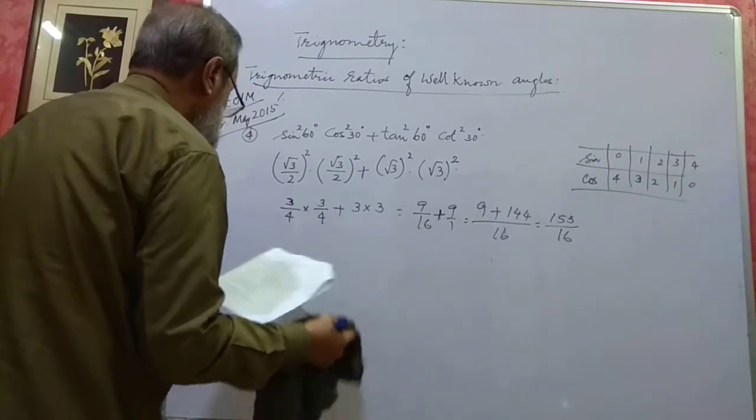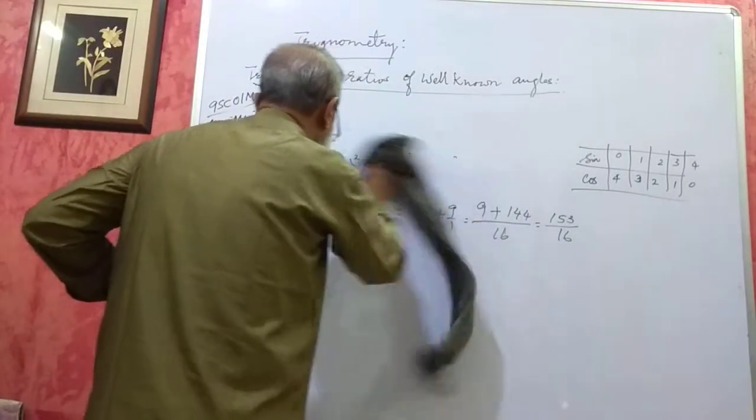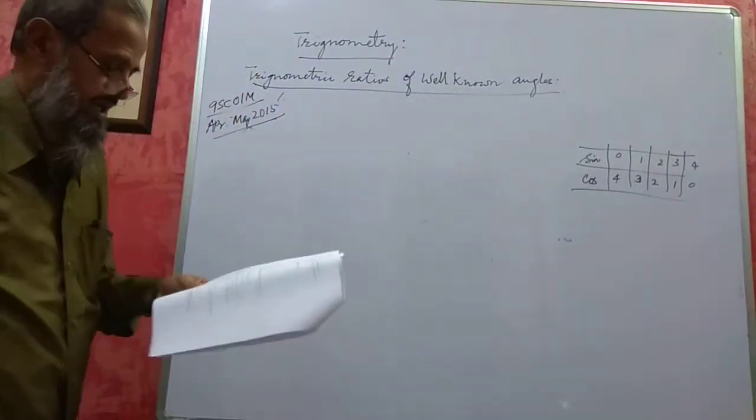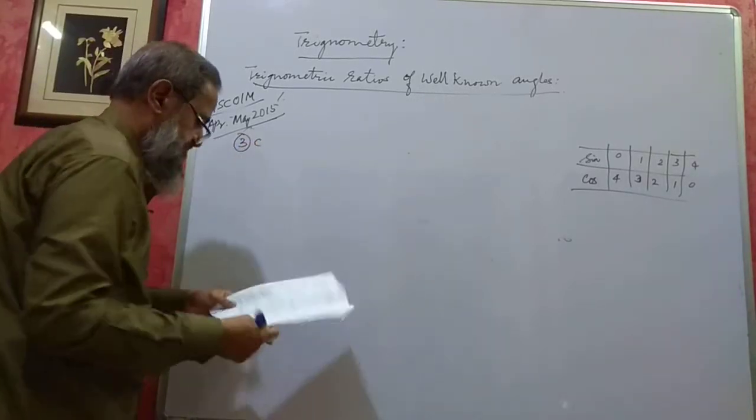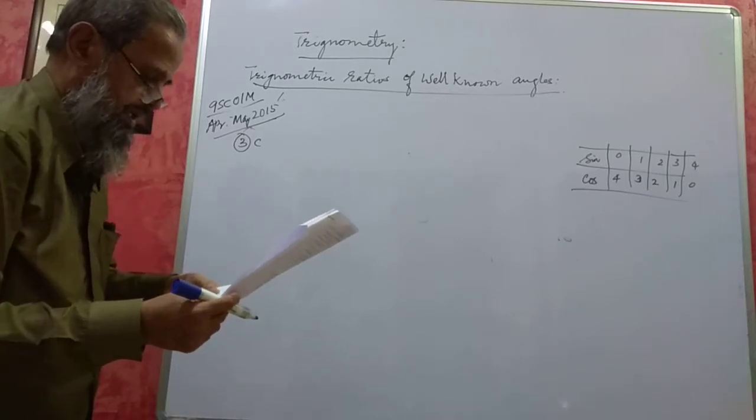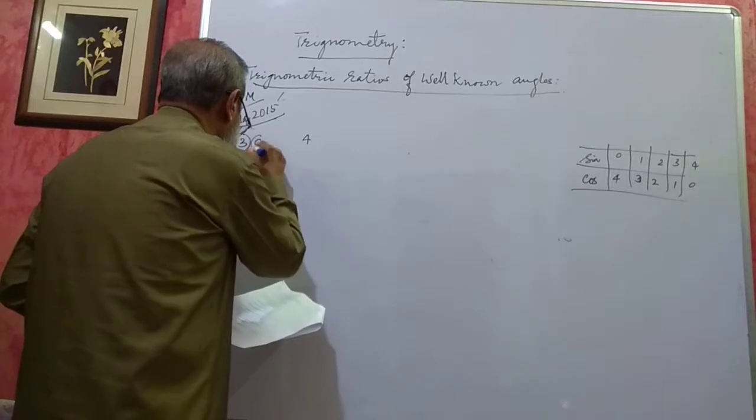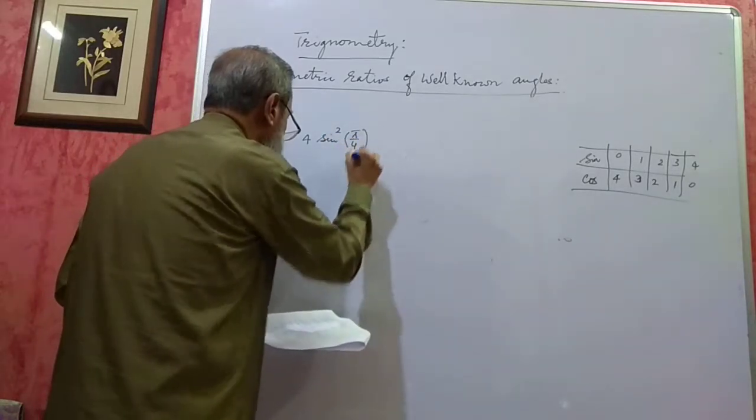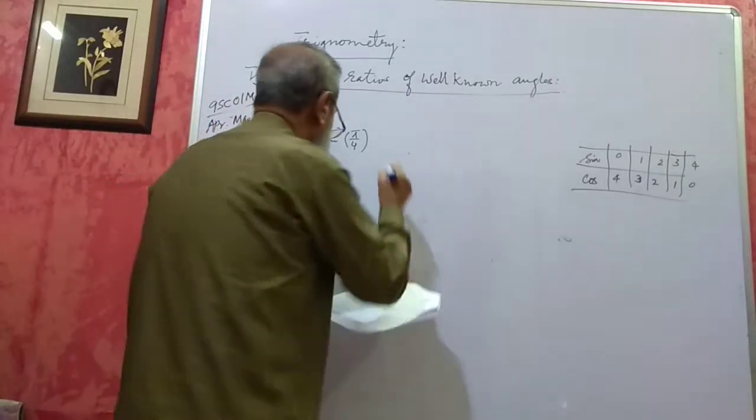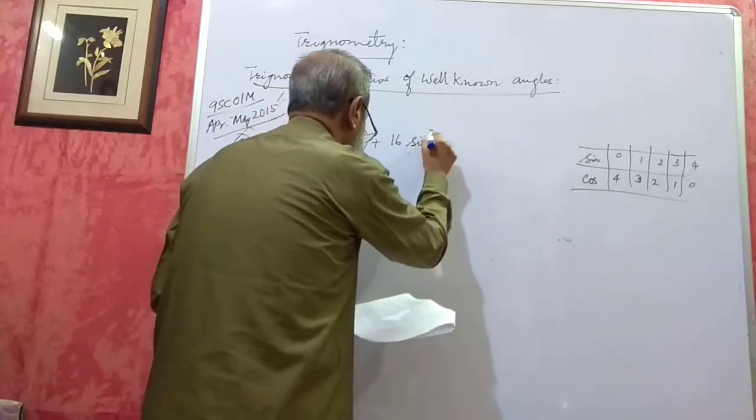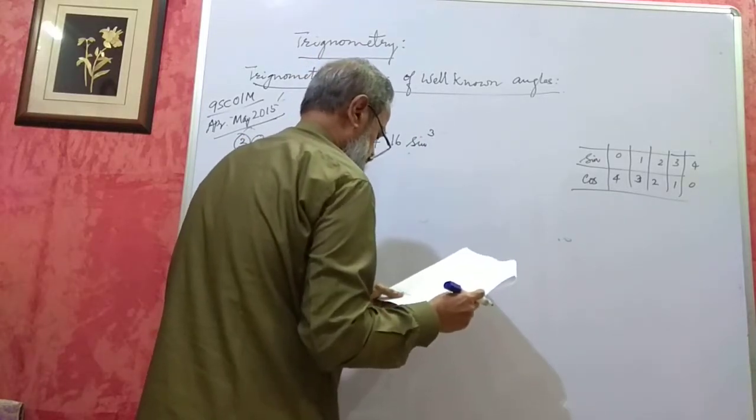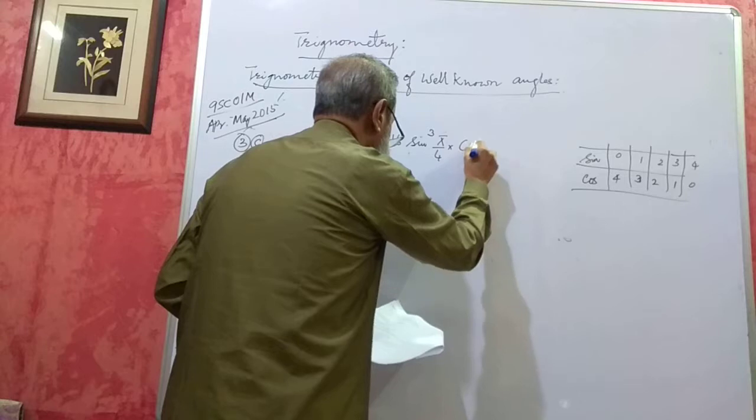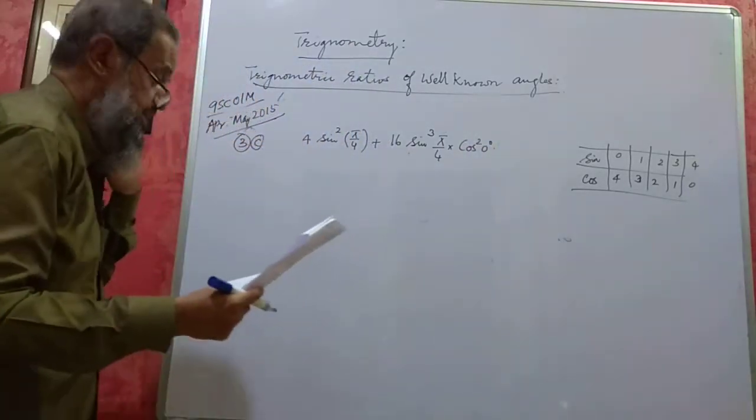Problem number 3C. In Section C, find the value of 4 sin square pi by 4 plus 16 sin cube pi by 4 into cos square 0 degree.